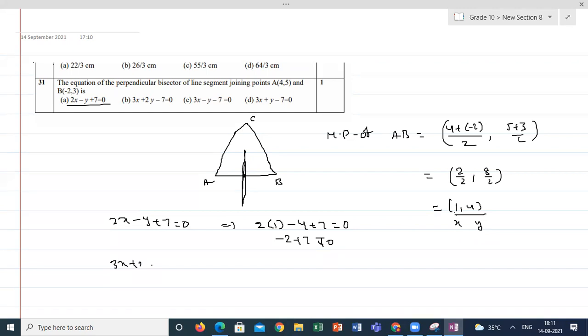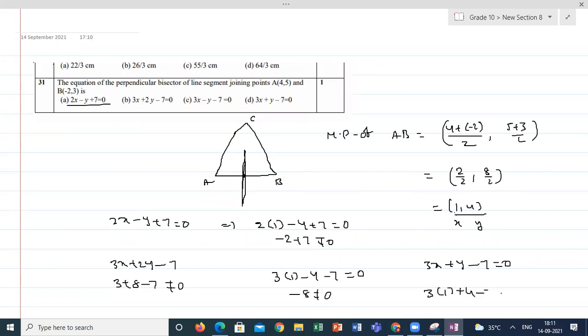Second is 3x plus 2y minus 7. 3x is 3 plus 8 minus 7 is not equal to 0. Third option is 3 into 1 minus 4 minus 7. It is not. 3 minus 4 minus 7 is not equal to 0. Fourth option, 3x plus y minus 7 is equal to 0. 3 into 1 plus 4 minus 7 is equal to 0. So 7 minus 7 is equal to 0, 0 is equal to 0. So the option is the fourth option.